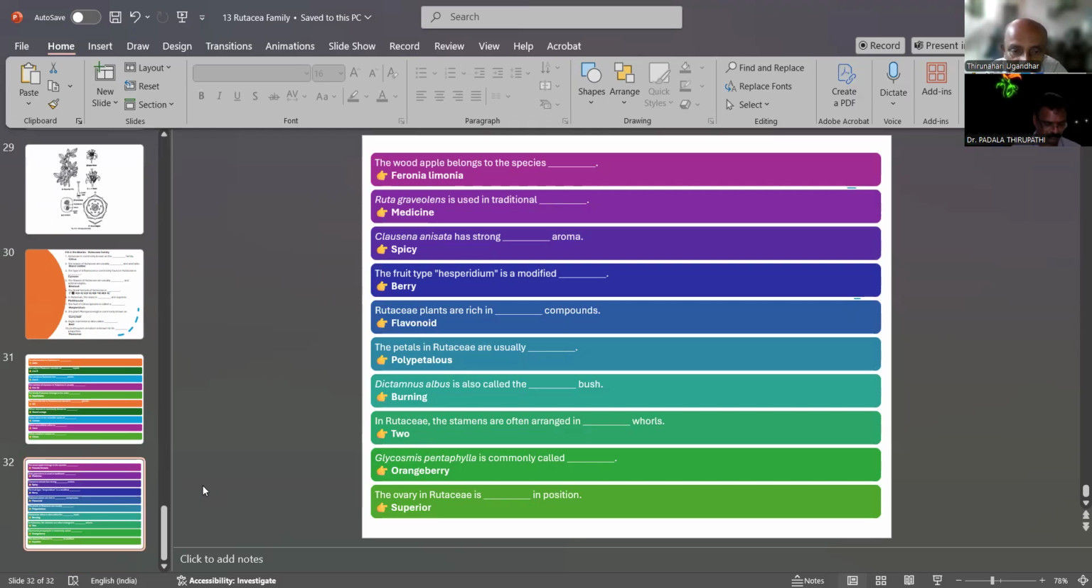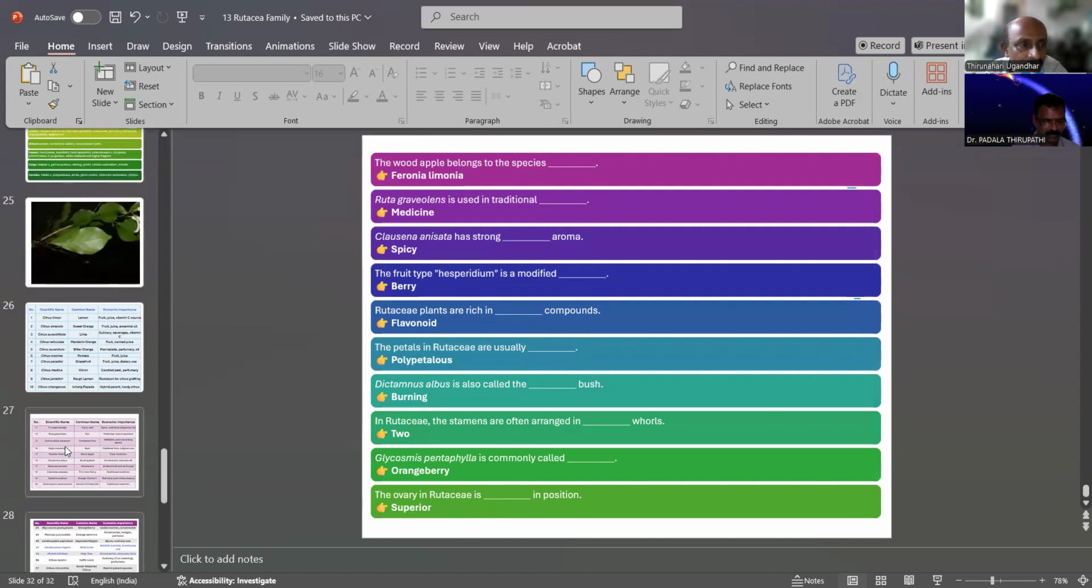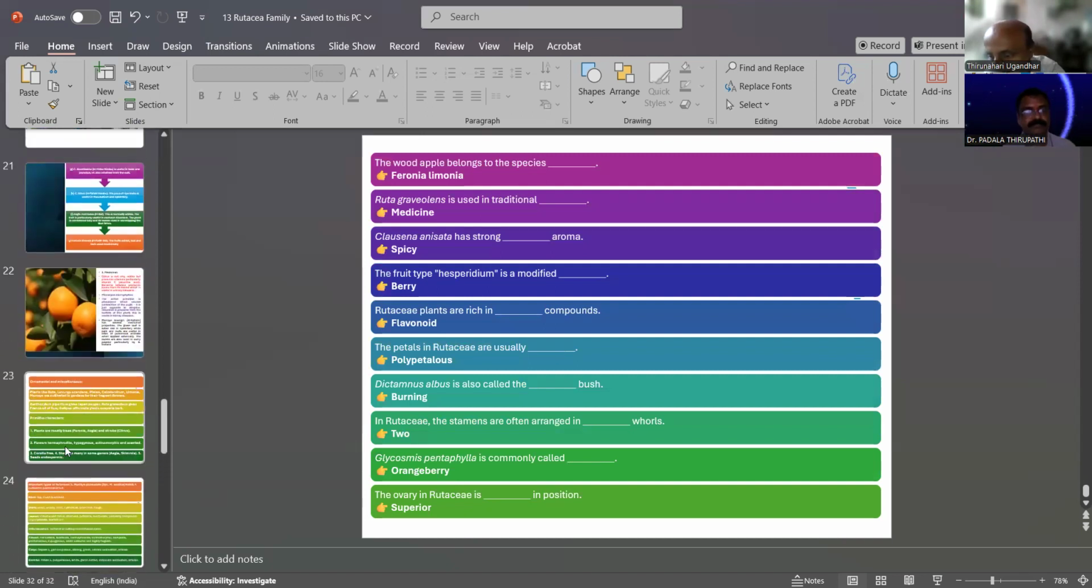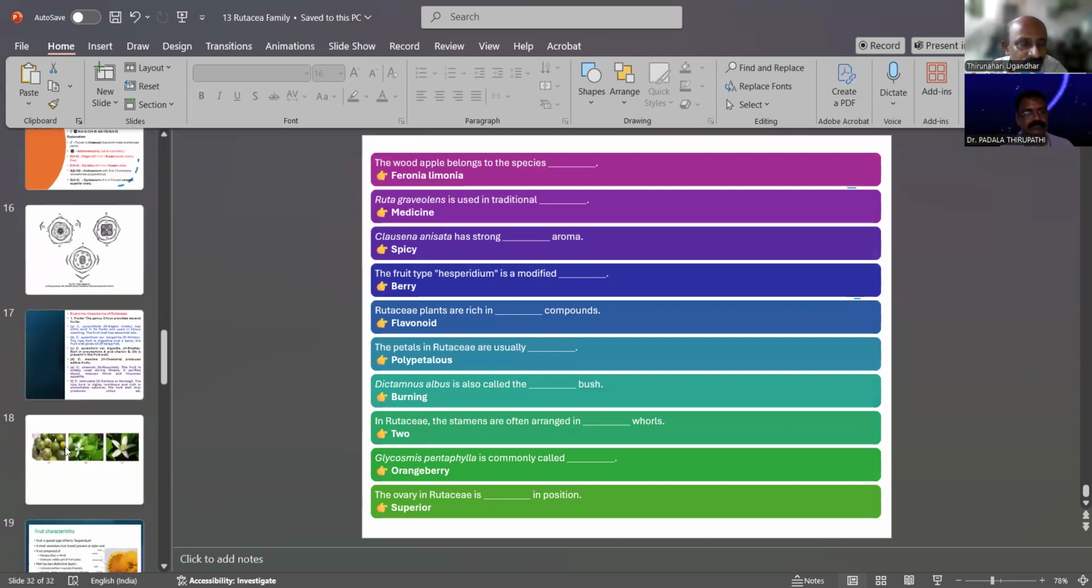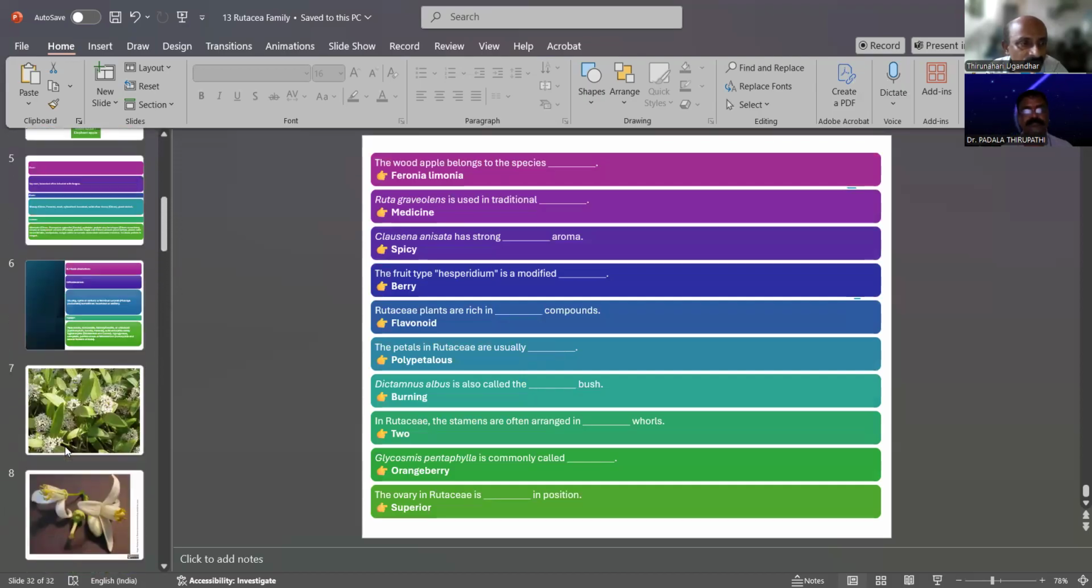In Rutaceae, the stamens are often arranged in two whorls. Glycosmis pentaphylla is commonly known as orange berry. The ovary in Rutaceae is a superior ovary. So these are the 30 bits. This also completes our topic, the Rutaceae family or Citrus family members.